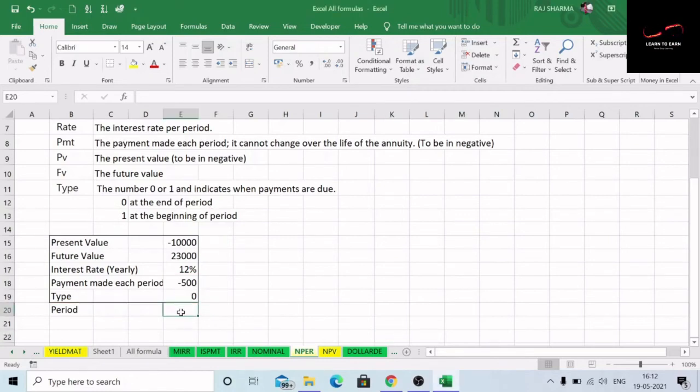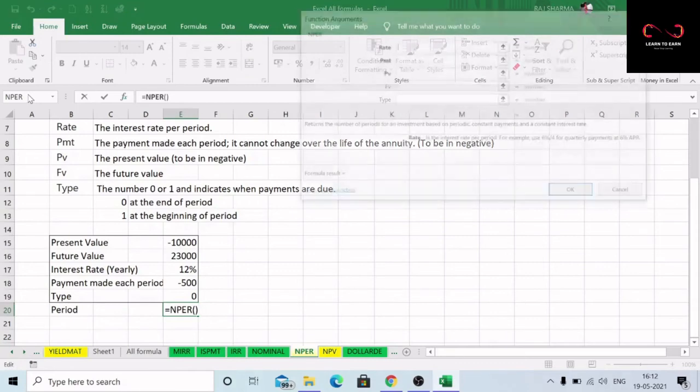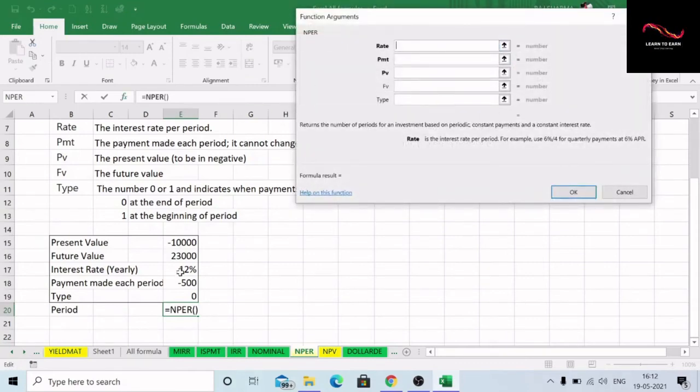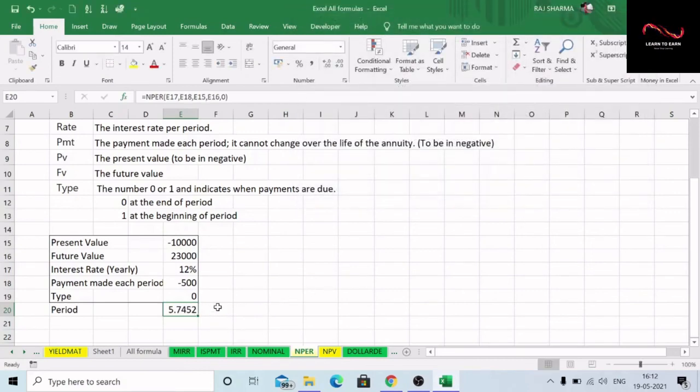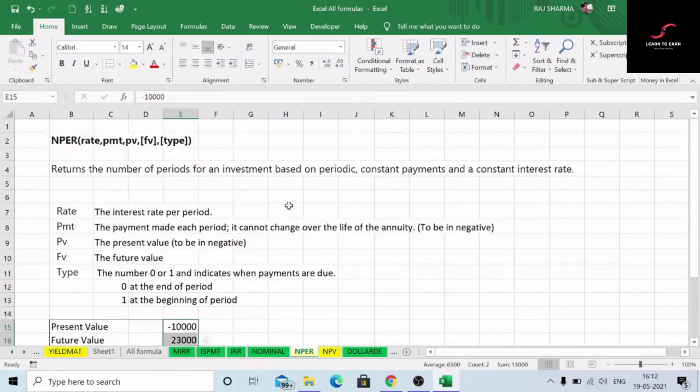So go to insert function and choose NPER and now put the interest rate, that is 12%. Payment is 500, and as we have discussed, this payment we have to take in negative. Present value is 10,000, that also we need to take in negative, and then future value 23,000 and type is 0. And it tells us that in 5.74 periods we are able to convert this 10,000 to 23,000. So I hope this formula is clear to you.